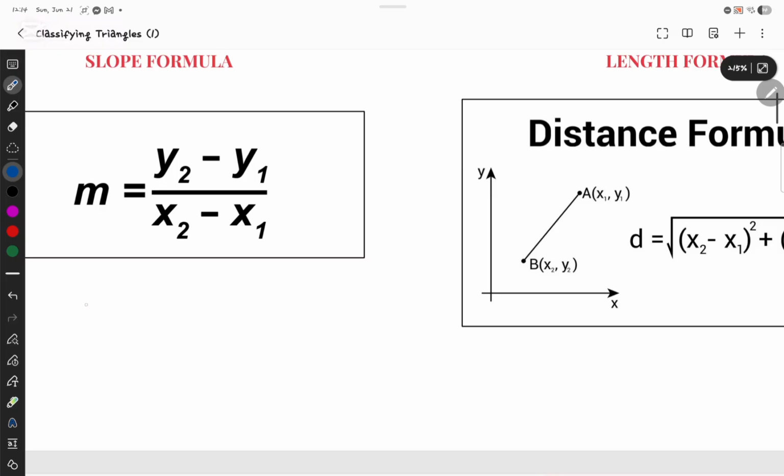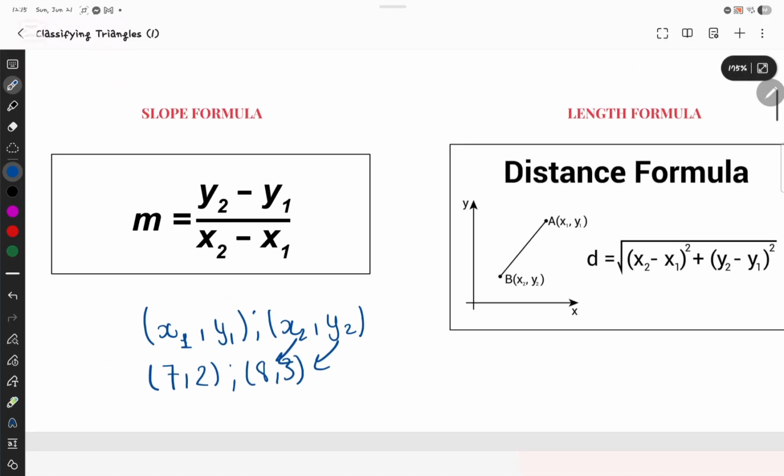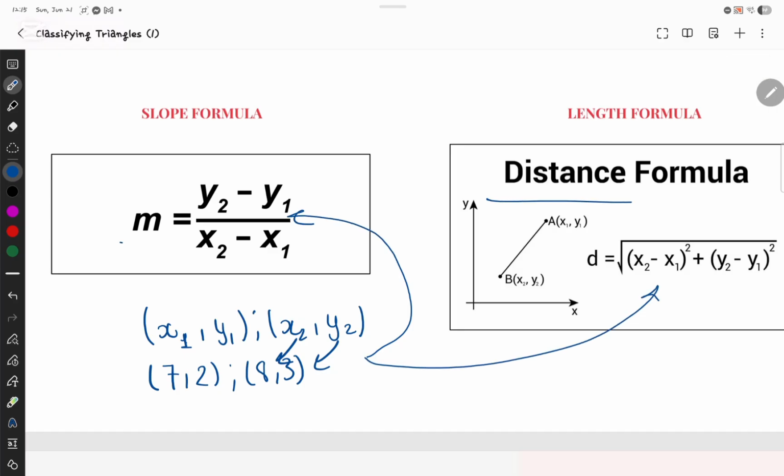So just to remind you guys, when you have two sets of coordinates, x1, y1, x2, y2, or let's just replace these by actual numbers, okay? So this is y2, x2. You plug these numbers directly into the formula to get either the length or the slope.